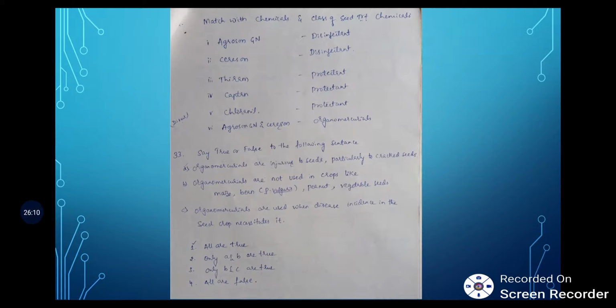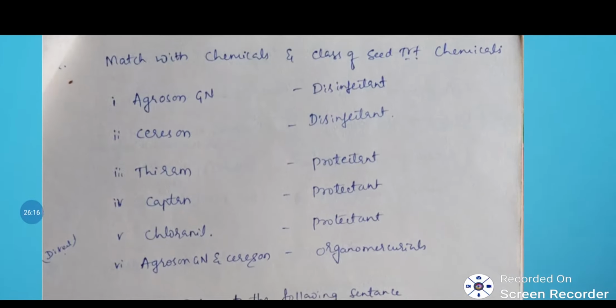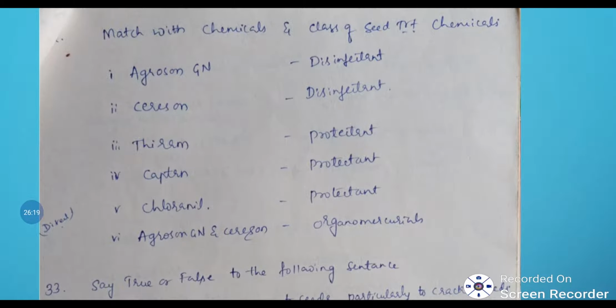Next question is matching the chemicals with class of seed treatment chemicals. The answer is given here only. Agrosan GN, that is used as disinfectant. Ceresan is also disinfectant. Thiram is protectant, which is generally used for seed treatment. Captan, that is also used for seed treatment, which is called as a protectant. Then chloranil, that is also a protectant. Agrosan GN and Ceresan, these are organomercurials.